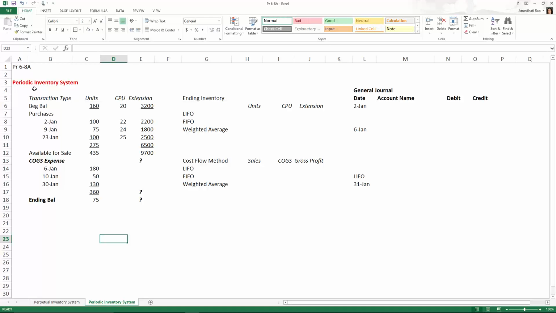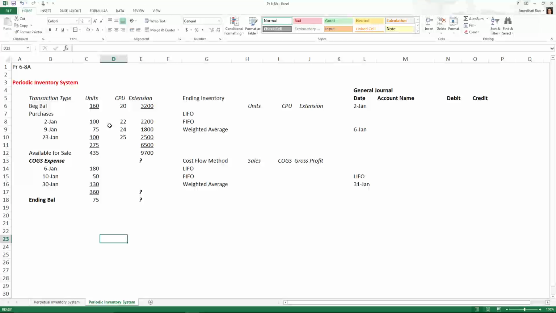Let's work on the periodic inventory system. We're going to use the information that was provided in problem 6-8A, which is your homework assignment, but you had done that using the perpetual inventory system. In the periodic inventory system, we periodically update cost of goods sold and inventory records. We don't do that each time there is a purchase or a sales transaction.